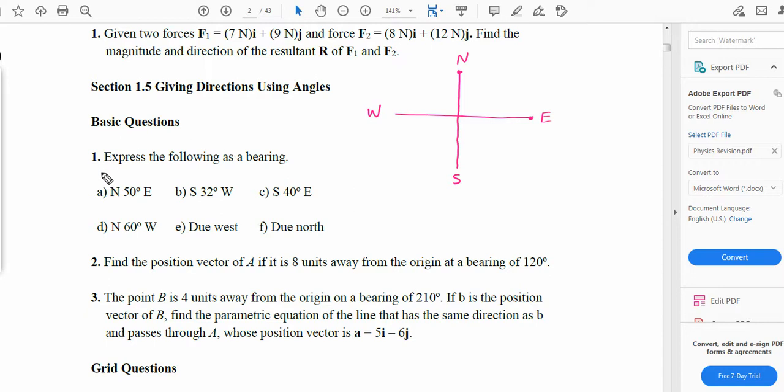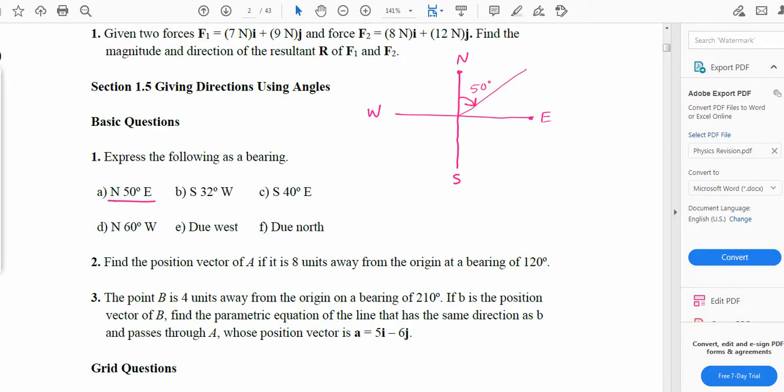Alright, so let's do this question. It says express the following as a bearing. So we have been given a direction north 50° east. This is the north direction at the top. At the bottom we have the south, at the right we have the east, at the left we have the west. So we have to find out this as the bearing north 50° east. First of all we will go to the north, and from the north we will move in the clockwise direction towards east. So we will move 50° to the east, so it will be like this. The 50° will be somewhere here.